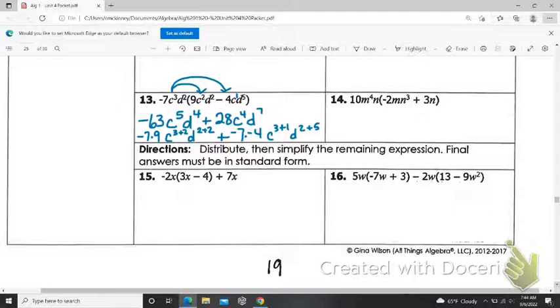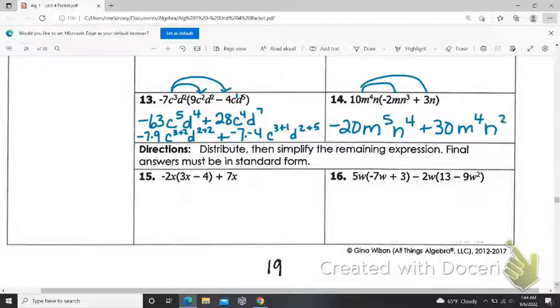14 is one where the second term doesn't have any m's, but we can still multiply. So 10 times -2, -20, m 4 plus 1 is 5, n 1 plus 3 is 4. Then move on, 10 times 3 is 30, m stays 4th power, and then n becomes 2nd power for 1 plus 1. So we're not adding anything to the m's, but we are adding something to the n's.